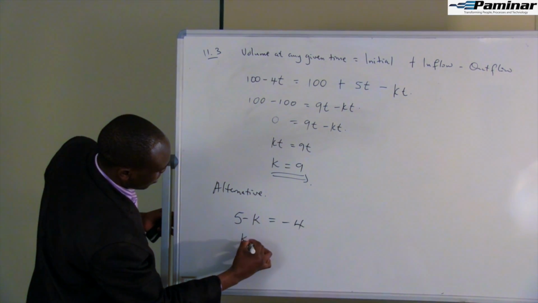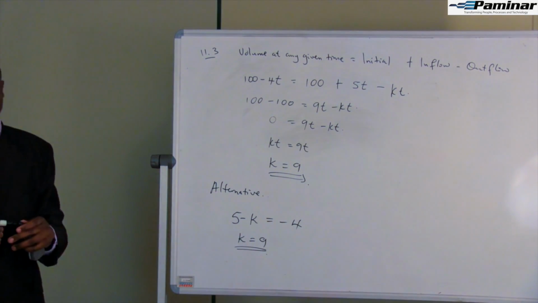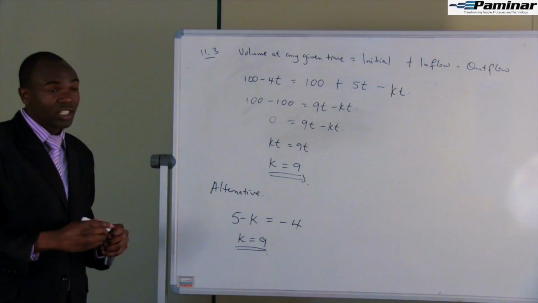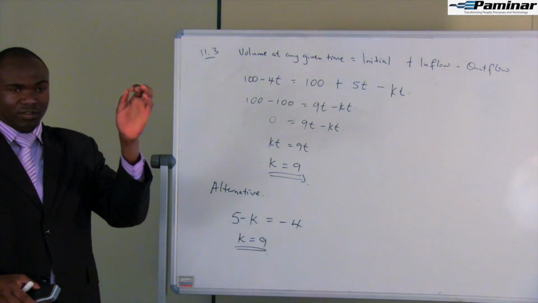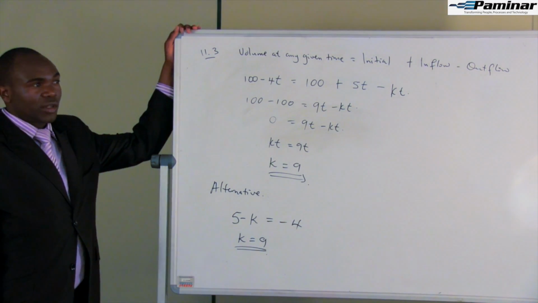So maybe we say K is equal to the simple one. So this is an alternative method. We have to determine the value of K. Alright. Any question on this one?